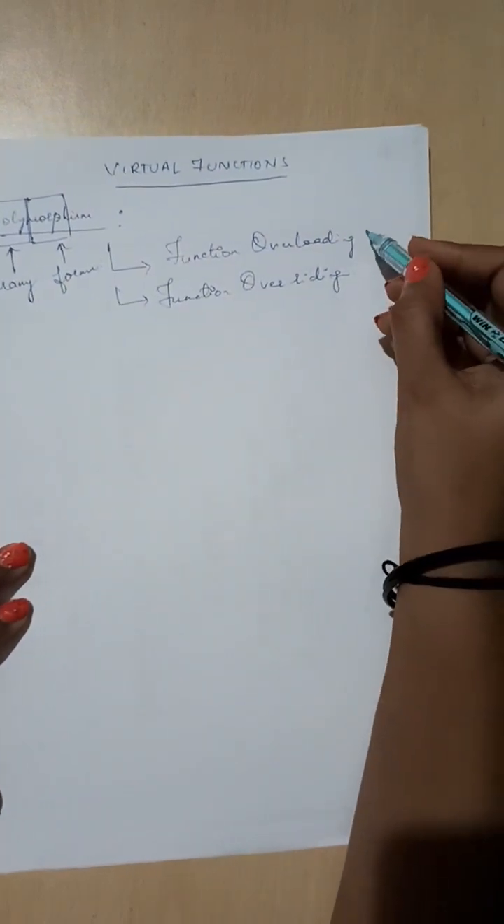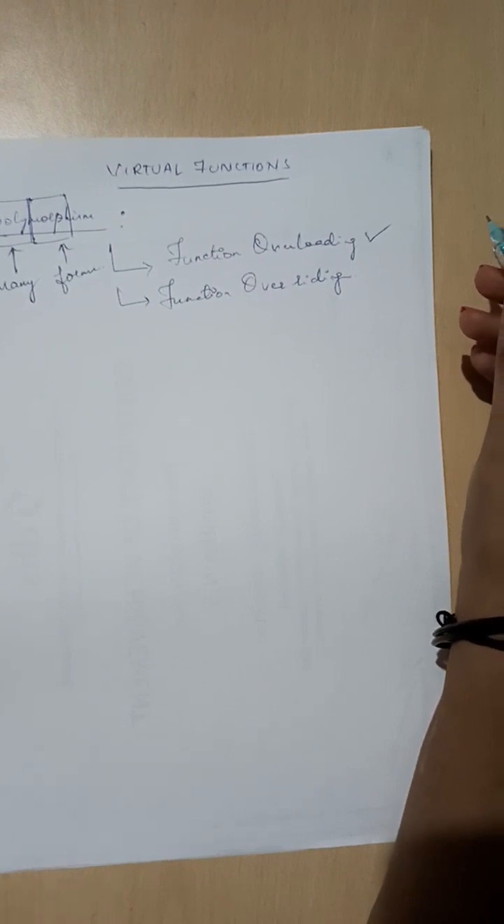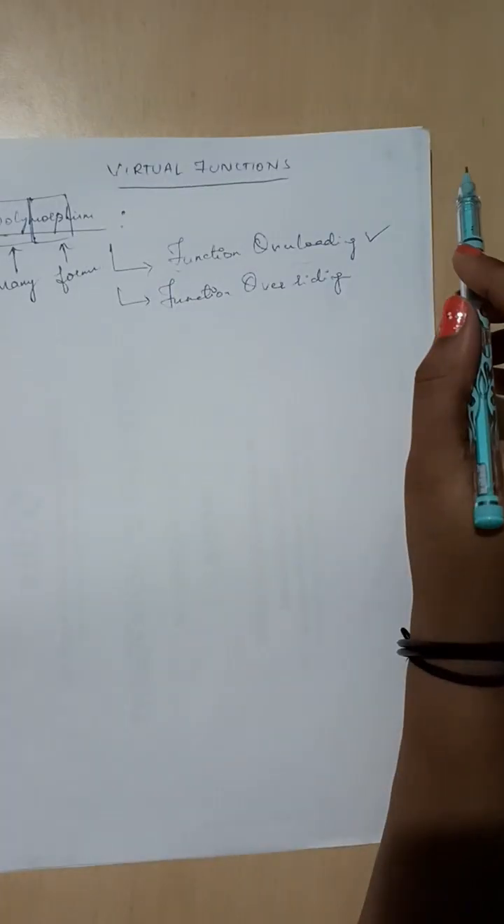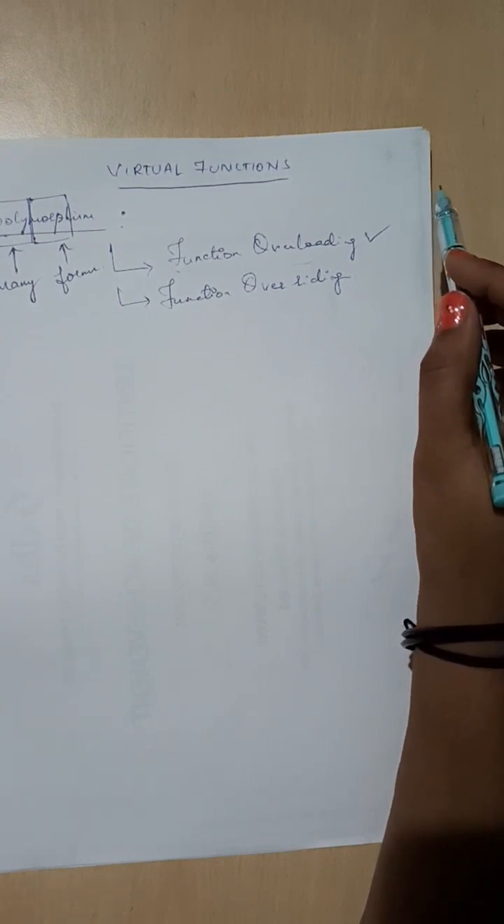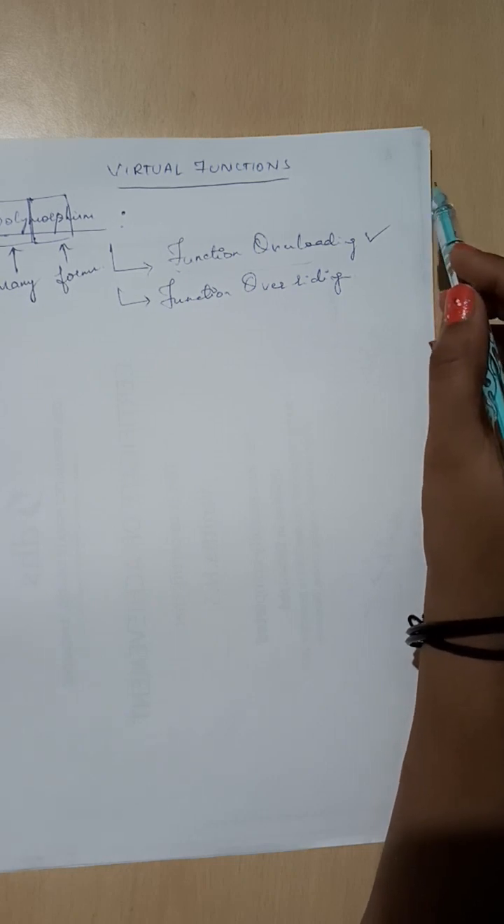Function overloading is the concept where two functions or more than two functions have the same function name, but the number of arguments or the type of arguments are different. So that concept we call it as function overloading, and this can also be termed as early binding or static binding.